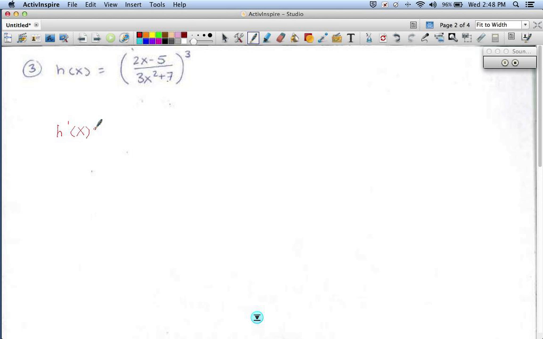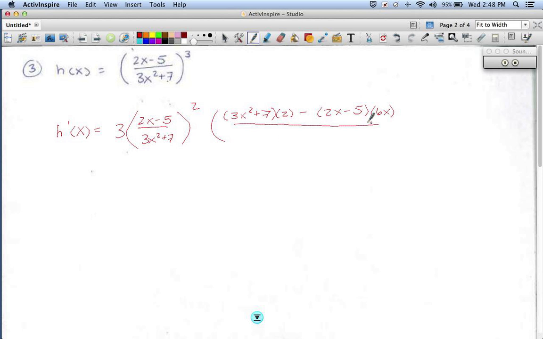We're going to start first with that 3 on the outside. 3 times that quotient squared. So 2x minus 5 over 3x squared plus 7, times, I have to take the derivative of this inside, and that's a quotient rule. G f prime minus f g prime all over g squared. And it becomes a simplifying game at this point.